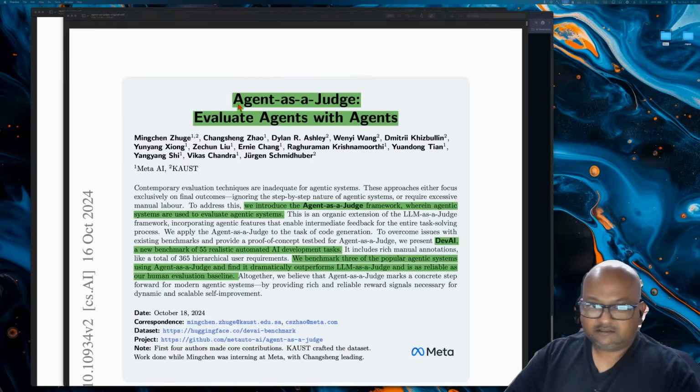And now let's switch over to the other paper that introduced this concept and look at some of the details of how this works.